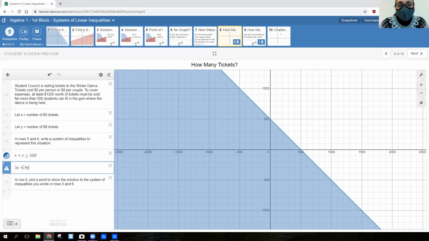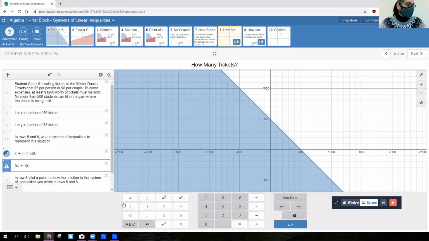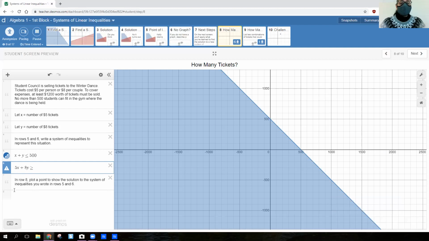Go ahead and type it. I can see it when you type it. Cool. All right, so once again, if you need to, use the little keyboard down here from Desmos, down in the lower left. This is going to be greater than or equal to. At least, they got to make at least $1,200 on this dance. Otherwise, it's not worth it.